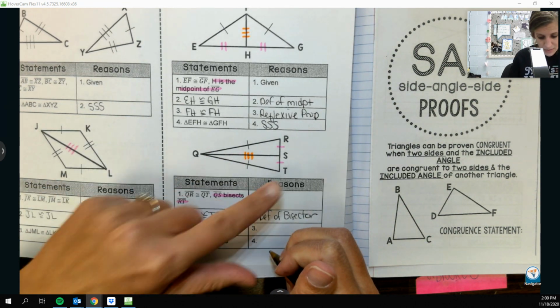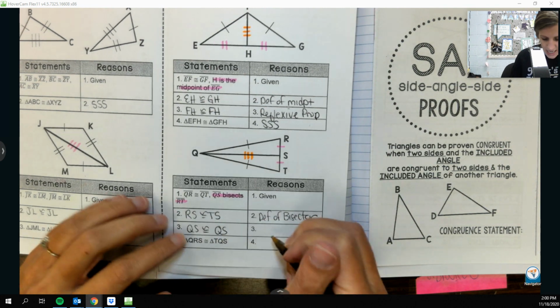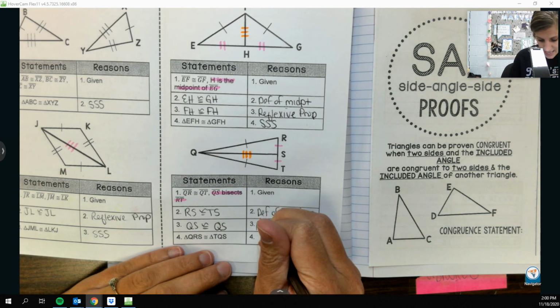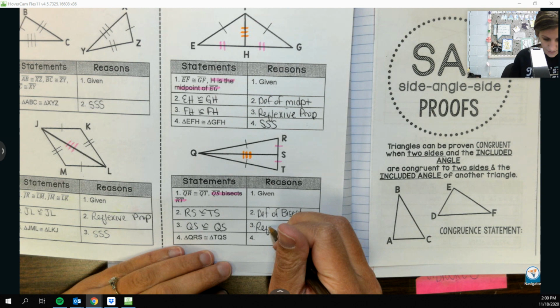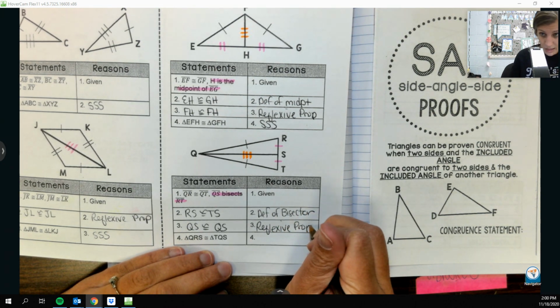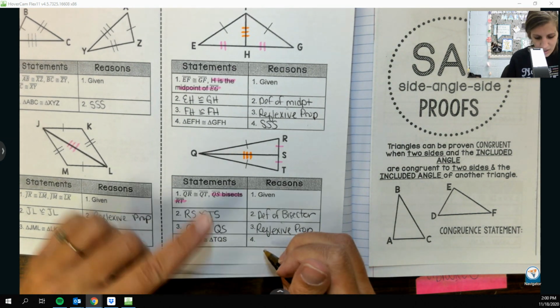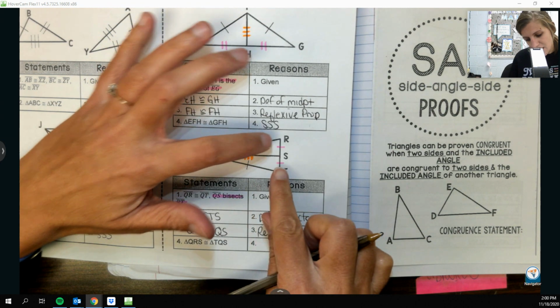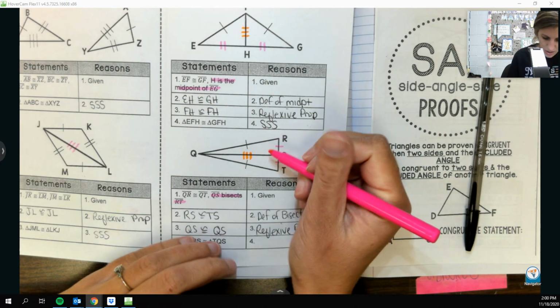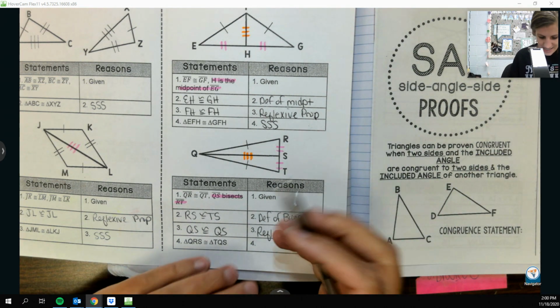And then I was able to mark in my picture that QS is congruent to QS because that is a shared reflexive thing. So then I can say that the triangles are congruent because in my picture I have side, side, side. So SSS.